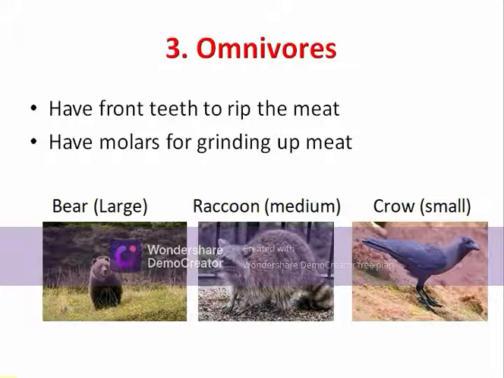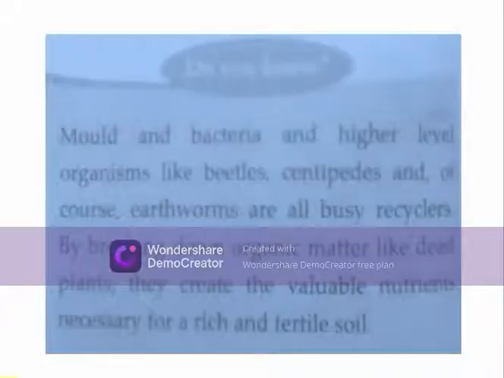The third type is the omnivores. They depend on both. They depend on plants, they depend on animals too. So they have front teeth to rip their meat, and they have molars as well to grind up the food. Here are some examples. The bear is the largest one, the raccoon is the medium, and the crow is the smaller one. So you need to remember which one is the largest, which one is the medium, and which one is the smallest omnivore.